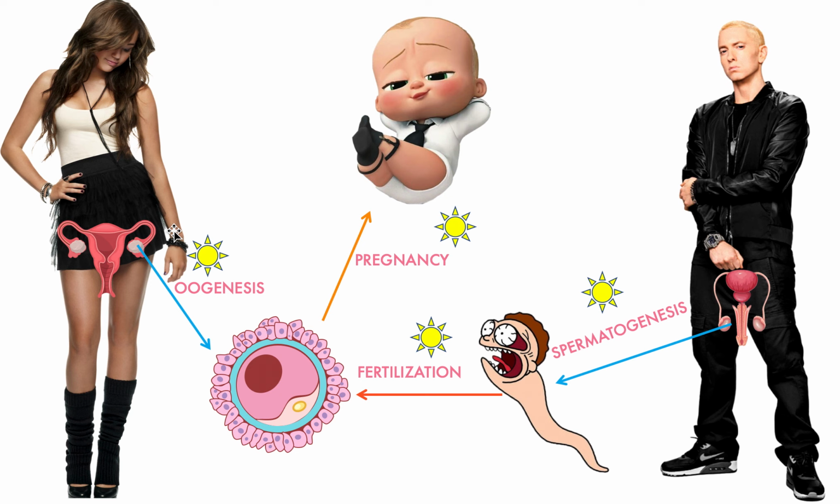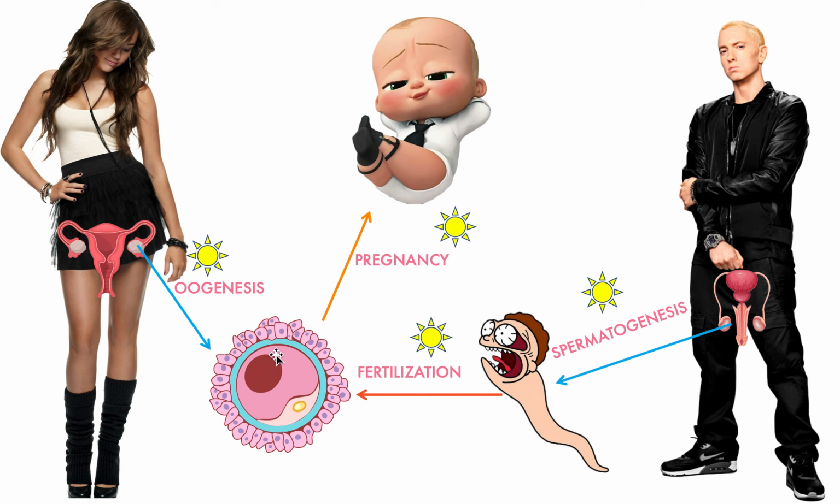Now, what does a female have then? The female version of balls is basically ovaries, and they are responsible for making eggs instead of sperm. So we call this process oogenesis, and this is what we'll be focusing on in this video. Now, once this egg and sperm is made, they can meet in a process called fertilization, and I'll make a whole separate video on this.